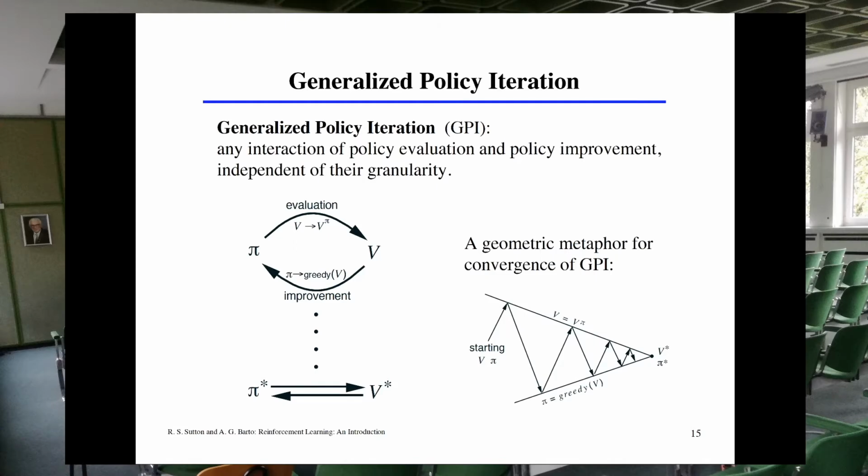Any interaction of the policy evaluation and policy improvement, independent of their granularity, is proof that we will converge to the optimal policy and the optimal value. So what you are doing, in this cycle of evaluation and improvement, is every time you evaluate, you improve the value a bit, and every time you do the policy improvement, you improve the policy a bit. You improve both in this cycle, and you will do that up to a point where you finally reach the optimal value and the optimal policy.